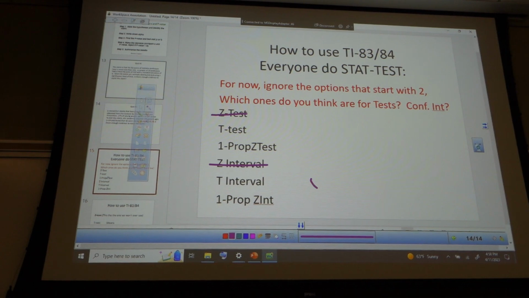Instead, for the means, we're going to use t-test. For a proportion test, we use 1-PropZTest. For an interval, if it's a mean confidence interval, we use t-interval. And for a proportion confidence interval, we use 1-PropZInt. It's fairly one-to-one. It makes sense. It lines up pretty well.